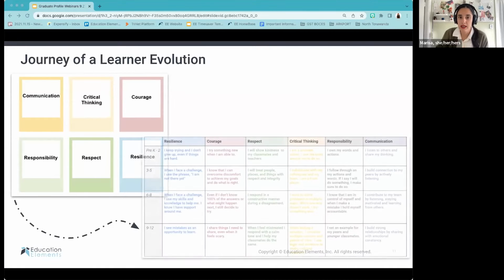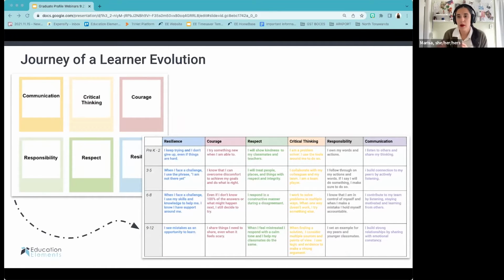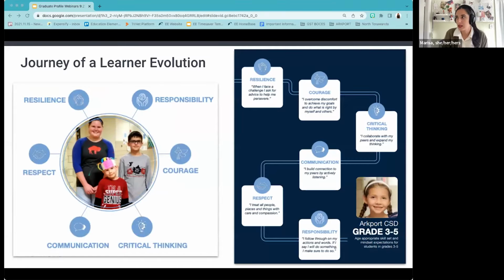And then we started to break down, what does that mean per grade band? We did grade bands that we also eventually put in the strategic plan. And so we started to think about, how can we make this student friendly, specific to these grade levels? And so eventually you'll see our final product here, which is in the Arkport strategic plan. And so you'll see the 6 that they landed on here.